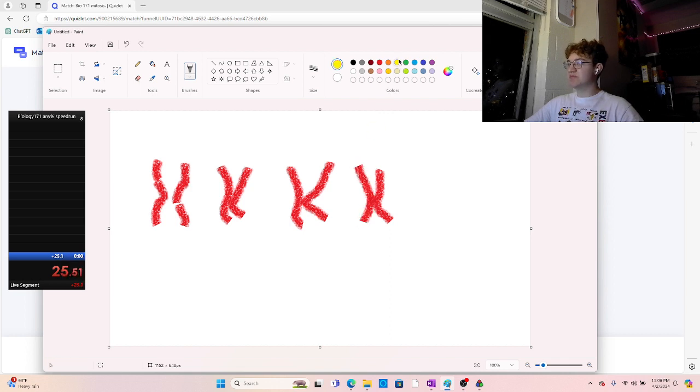Okay, so first one is metacentric, where the centromere is in the middle. Next, you have submetacentric, where they're off center. Now we've got acrocentric, where they're near the ends, but not on the ends. Then we have telocentric, where they're on the ends.